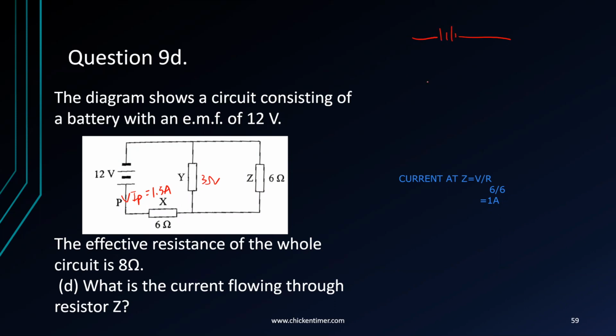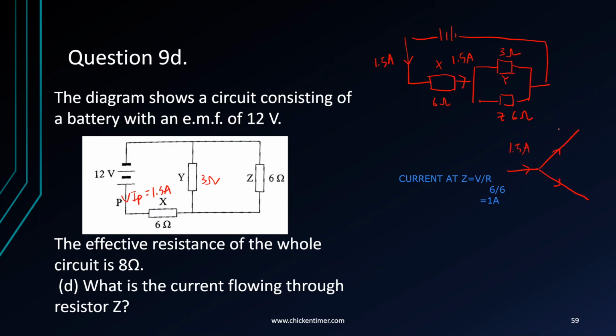Let's redraw. Let's draw that drawing again. So this is 6 ohms, which is the X. The voltage is the same. Down here, this is the Y, and then Z is 6 ohms. So then over here is 1.5 amps. That means 1.5 amps here, right? So 1.5 amps splits into, this side is 3 ohms, this side is 6 ohms. And you know this is 12 volts.